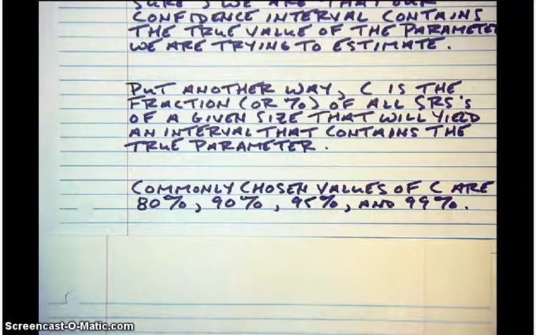You can choose any value of C that you want, but the most common ones are 80%, 90%, 95%, and 99%. Okay? Now, all we've done so far is we said, okay, to get this value of Z star, we need to choose a level of confidence first, and then the value of Z star will follow from that. Well, how do we get directly from that C to that Z star? That's what the next page here is going to talk about.